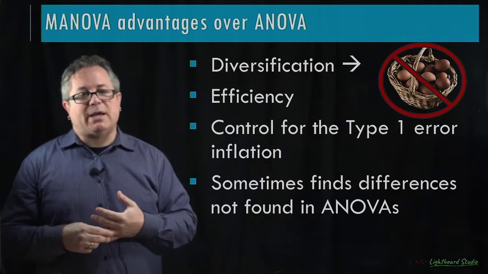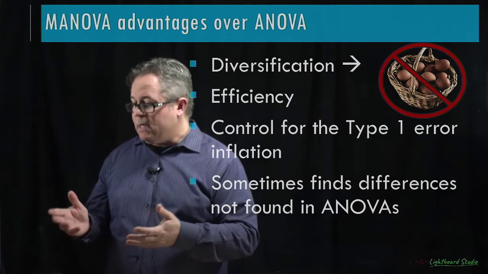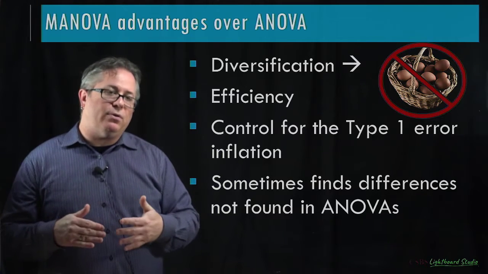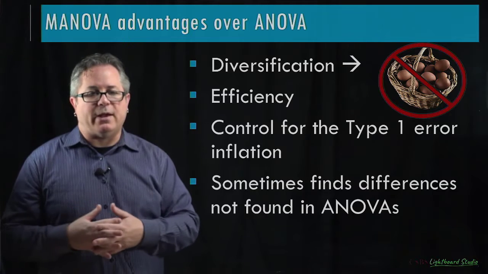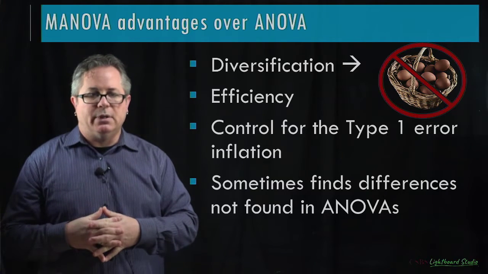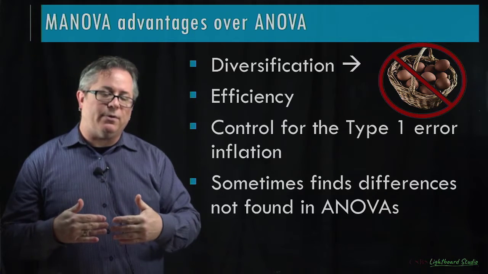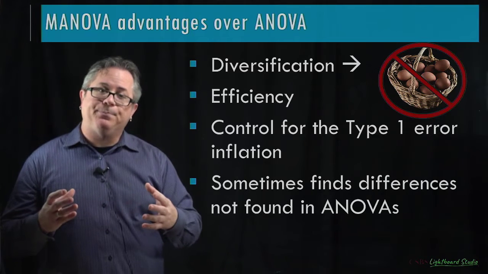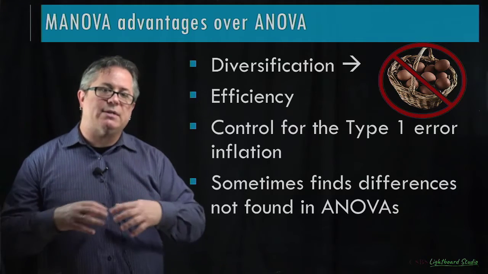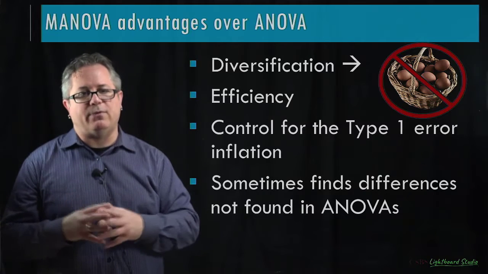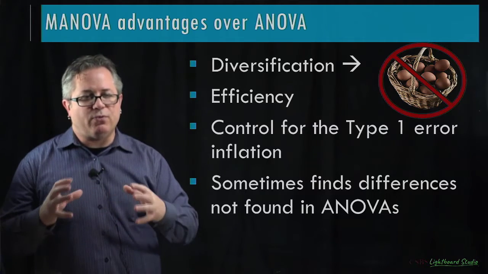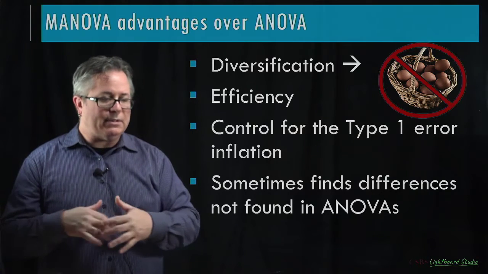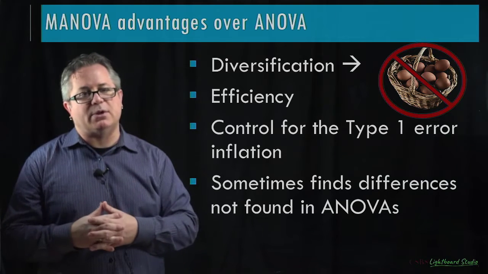It allows you to control for type 1 error. By that I mean, if you were to do multiple individual ANOVAs, each ANOVA would bring with it a 0.05 alpha level typically. And each time you do another ANOVA, you're increasing the likelihood of making that type 1 error. If you do it with a MANOVA, you're able to do all those tests at one time for just one 0.05 alpha level, and it helps to reduce the inflation caused by multiple tests.